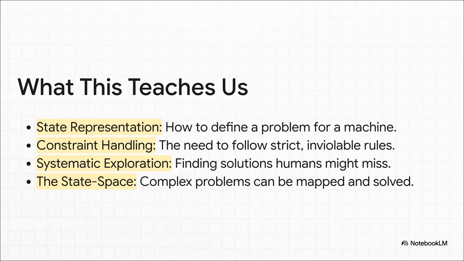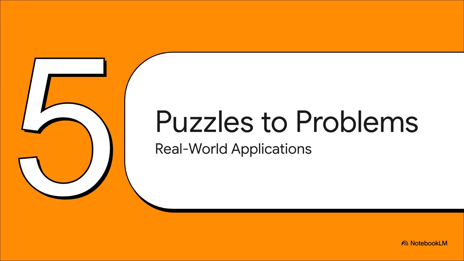Well, this one little puzzle actually teaches us 4 really fundamental concepts in AI. First, there's state representation. You have to be able to turn a story into data. Second, constraint handling. An AI has to follow the rules, period. Third, systematic exploration. A methodical search is way more powerful than just guessing. And finally, the whole idea of the state space, realizing that you can actually map out these incredibly complex problems and then navigate them.